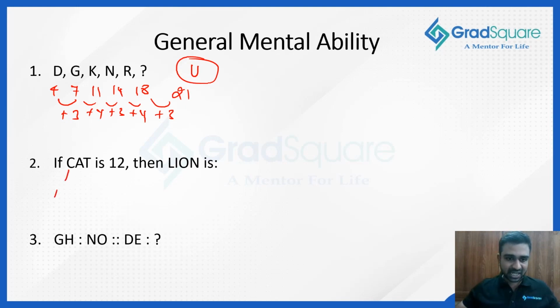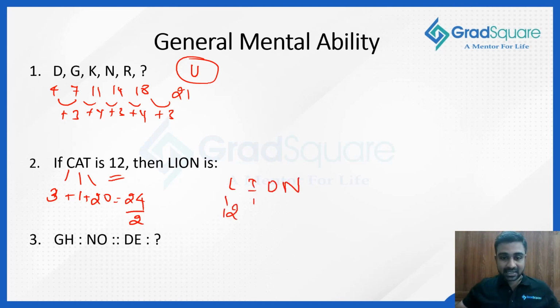Similarly, in coding and decoding, C is the first alphabet, C is the third alphabet, A is the first alphabet, and T is the 20th alphabet. Summing up the positions, I end up with 24, but the code here is 12. How does 24 change to 12? By dividing it by 2. So I'm going to apply the same logic for lion. L is the 12th alphabet, I is the 9th, O is the 15th, N is the 14th. Summing up the positions, I end up with 50. On dividing this by 2, the answer will be 25.